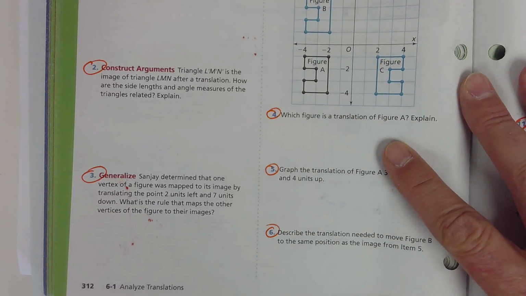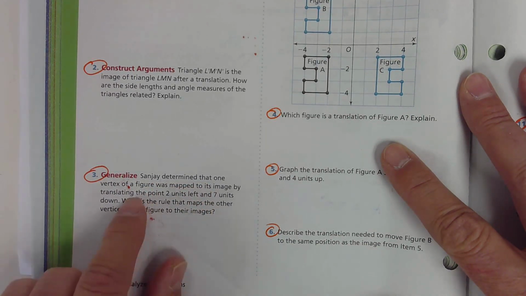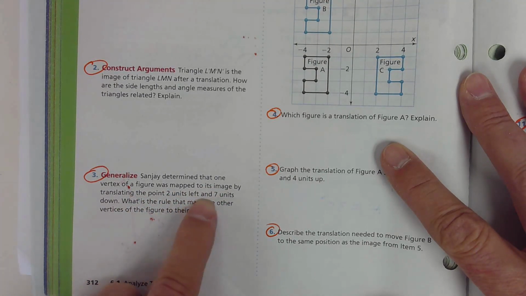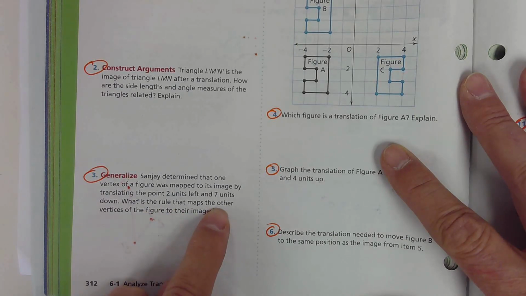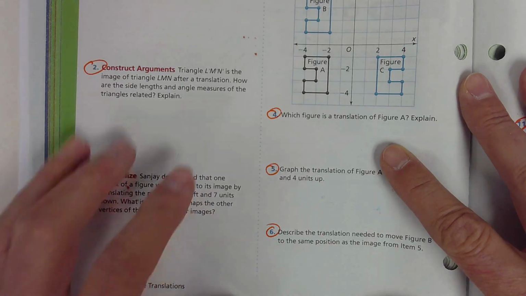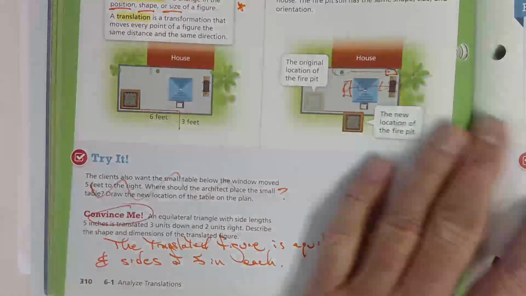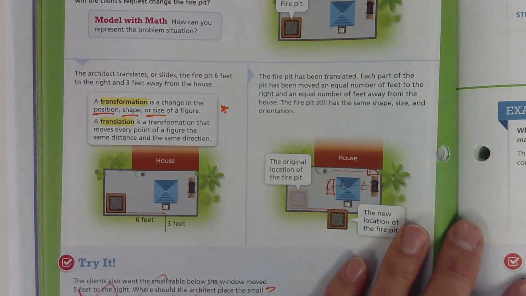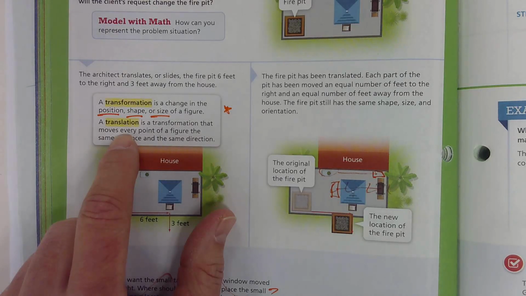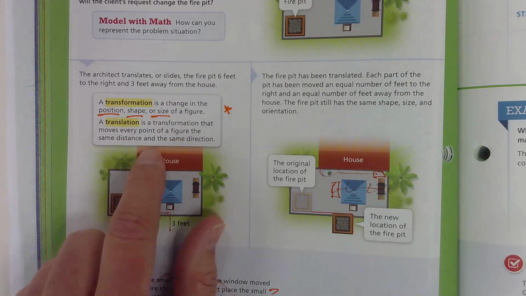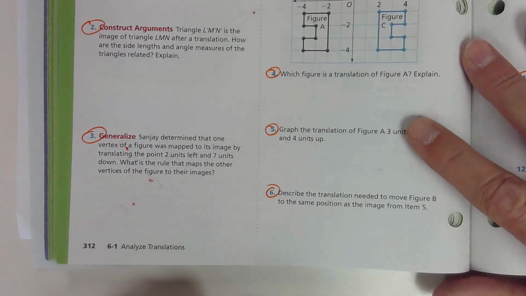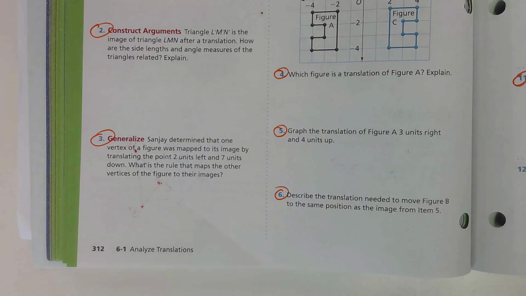Number 3, Sanjay determined that one vertex of a figure was mapped to its image by translating the point 2 units to the left and 7 units down. What is the rule that maps the other vertices of the figure to their images? Well, let's see here. I don't know if they gave a specific rule, but I guess this is it right here. Every point of a figure moves the same distance in the same direction in a translation. So that would be the answer to number 3.